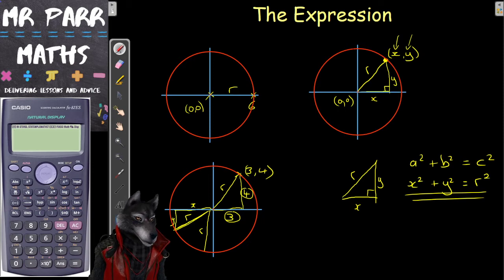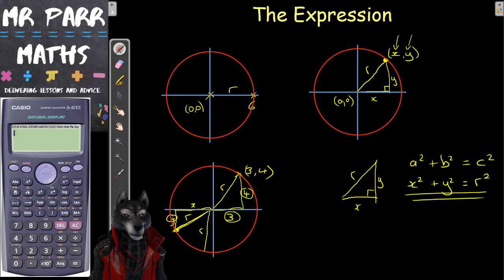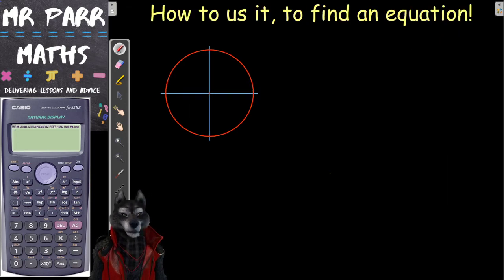We know the coordinates will always be x and y of wherever it is out here. x will always be the distance out, and y will always be the distance up, or maybe down if you're getting a position, let's say, over here in a negative quadrant of the graph, but it will always work, and I'll prove it to you. I'll also show you how we use it to get an equation. So here we are.